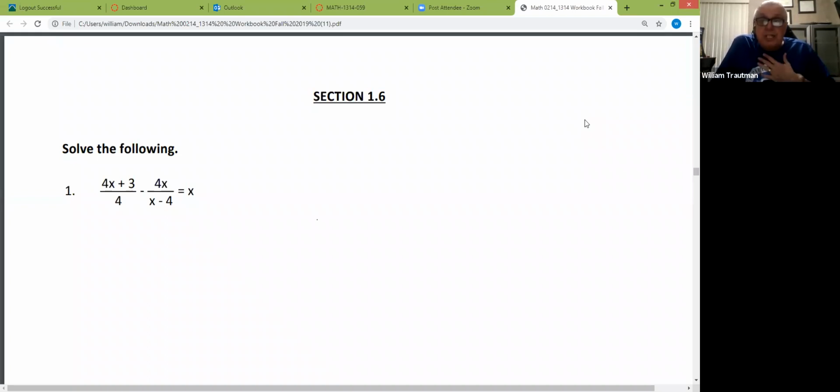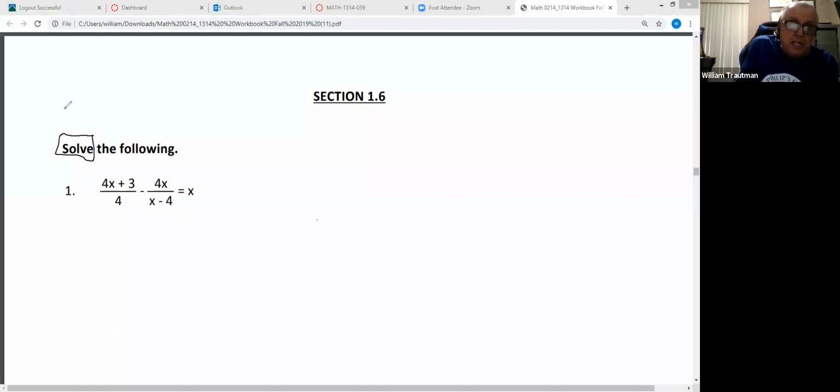I personally think this is a difficult section because there's lots of different ways of solving. Don't forget, solving for x means tell me what x equals. Anytime you see the word solve.